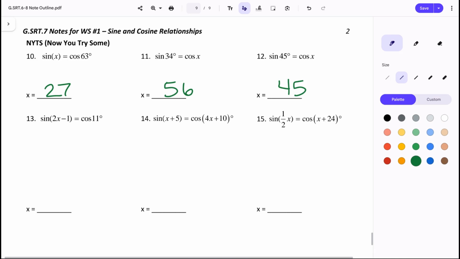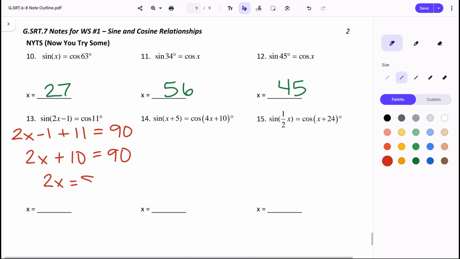Okay, so you're going to do 2x minus 1 for this first one. You're going to add it to 11. You're going to set that equal to 90. Now I would solve for my x, and I'm going to start by combining like terms. I see that the negative 1 and the 11 can go together, so that would be 2x plus 10 equals 90. And then what would you guys do? Okay, and then if you divide by 2, you get 40. Good.